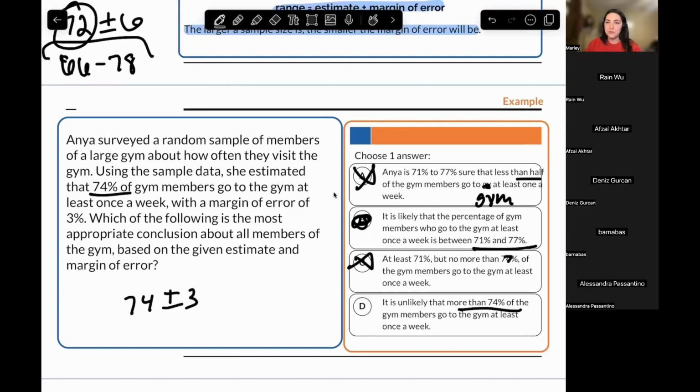This concept is a little confusing, I know. But most of the time, I feel like you'll be able to eliminate the ones that don't seem right in order to get to your answer choice.